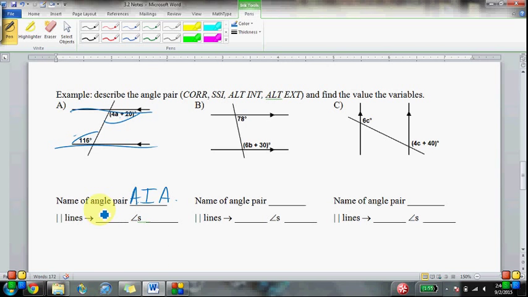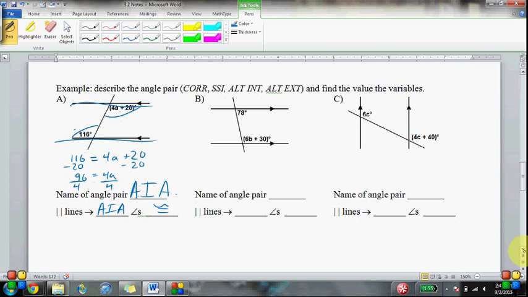So parallel lines means that alternate interior angles are congruent. So we take these two things and set them equal to each other because congruent means equal. So 116 equals 4a plus 20. To solve for a, we subtract 20. We would get 96 equals 4a, and then divide by 4 to get that a equals 24.